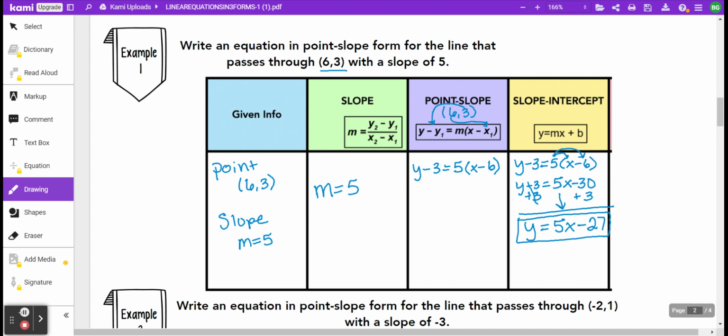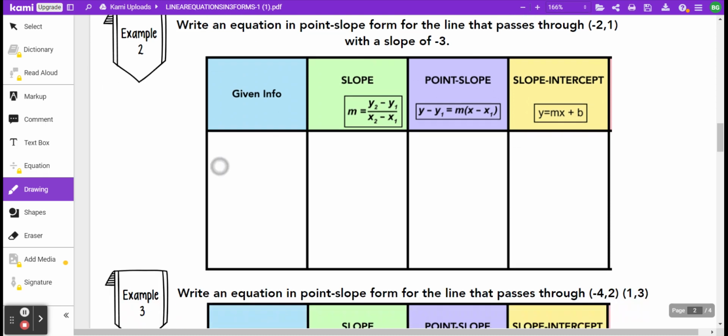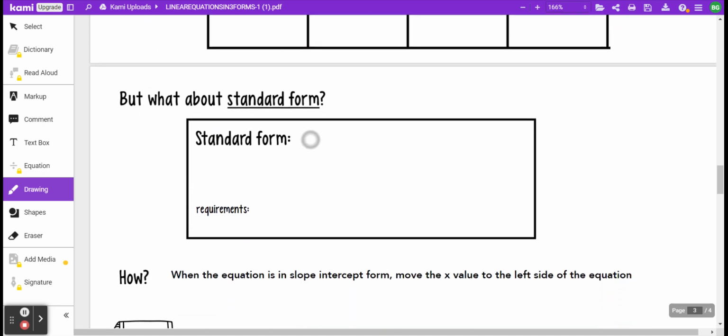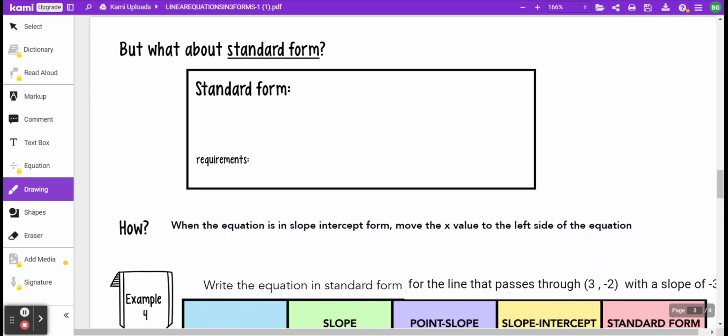You make sure that you are filling in each piece of the table with given information, my slope, whether you have to work it out or not, point slope in our slope-intercept form. You're going to go ahead and work out example 2, 3 on your own. But hop to that second page where we're talking about standard form.